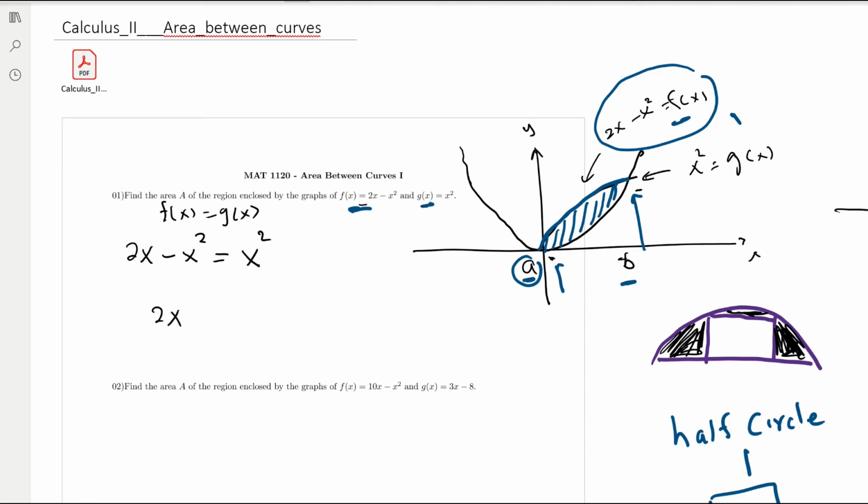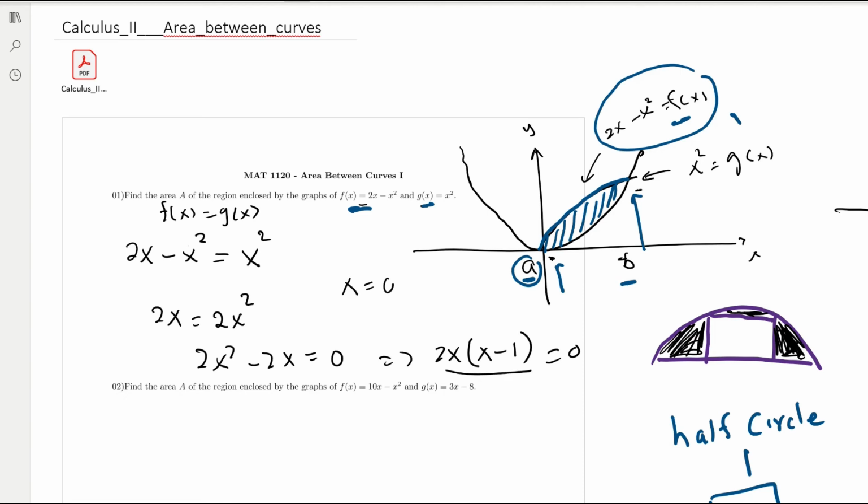So here, 2x minus x square, taking it to the right, it's 2x square. And I'm going to take 2x to the right, so 2x square minus 2x equals 0. I'm going to factor 2x, so it's 2x times x minus 1 equals 0. So this happens either when x is equal to 0 or x is equal to 1. So a is 0 and b is 1. At x equal to 0, the graphs meet. At x equal to 1, the graphs meet. We don't need the y values because we are integrating with respect to x. We only need the x range.